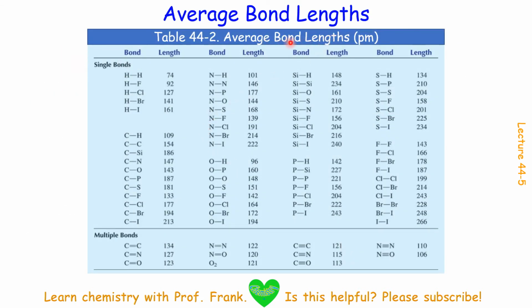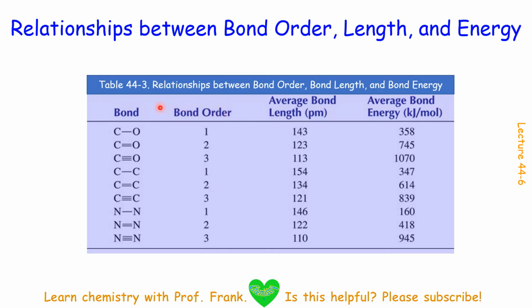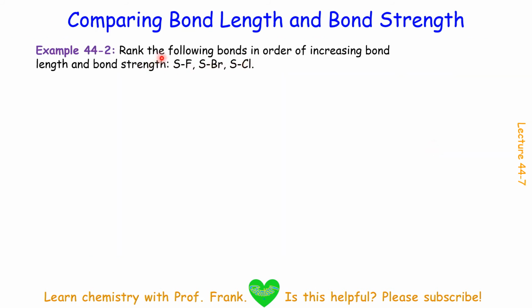This table shows the average bond length in picometers, and those are the single bonds, and here are the multiple bonds. This table demonstrates the relationships between bond order, bond length, and bond energy. As bond order increases, bond length decreases, bond energy increases. That's the relationship between bond order, average bond length, and average bond energy.